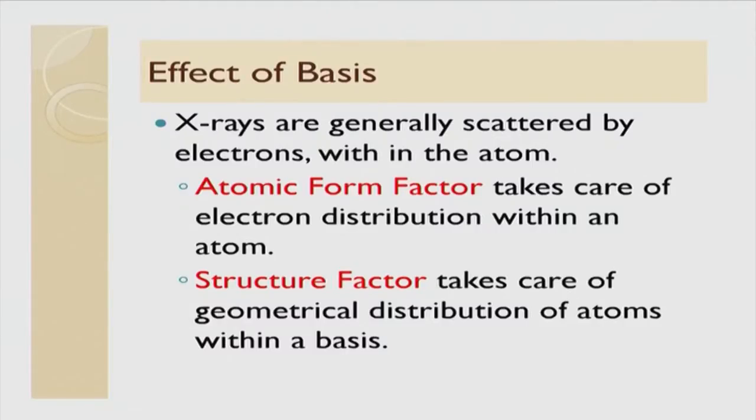Now, let us consider the effect of basis. We do not have too much time, but let me just start. Both the Laue condition and Bragg conditions talked only of diffraction from points. We have said that actually X-rays are not diffracted from points; X-rays are diffracted from wherever the electrons are lying. And for electrons, there is a certain probability of finding an electron at a given point from, let us say, the center of the atom, and that probability depends on the wave function. To find out the wave function of a complicated element is not all that simple a task.